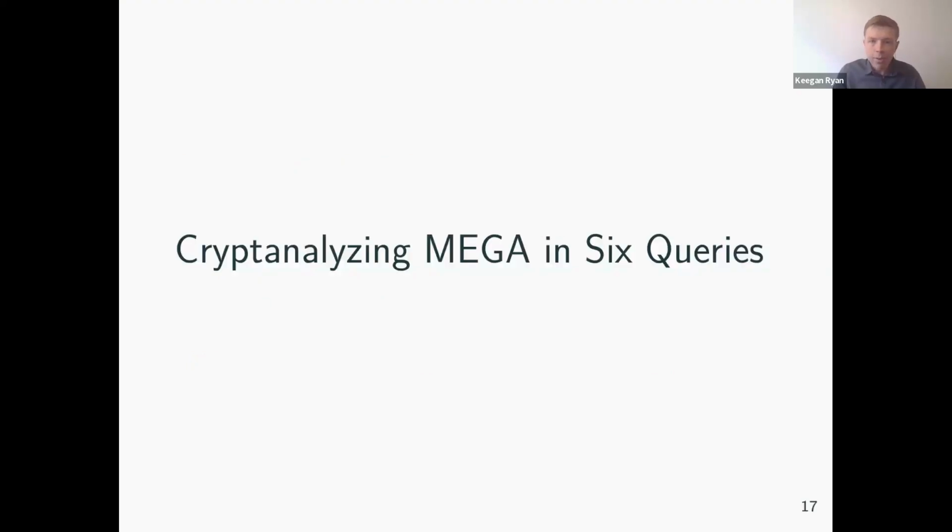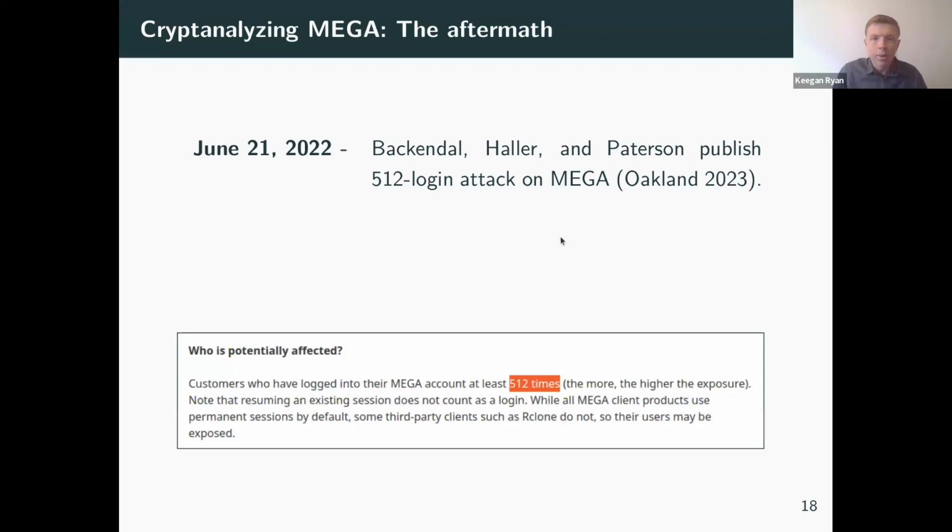All right, so we've gone through the design of Mega. We've talked about how to solve the hidden number problem with small unknown multipliers, and we've shown this reduction for the implicit factoring problem. But why does all this matter? The original attack of Backendal, Haller, and Paterson, where they showed that 512 logins were enough to attack the security guarantees of Mega, came out on June 21st, 2022. And at that time, Mega acknowledged the impact for users who had logged in more than this many times.